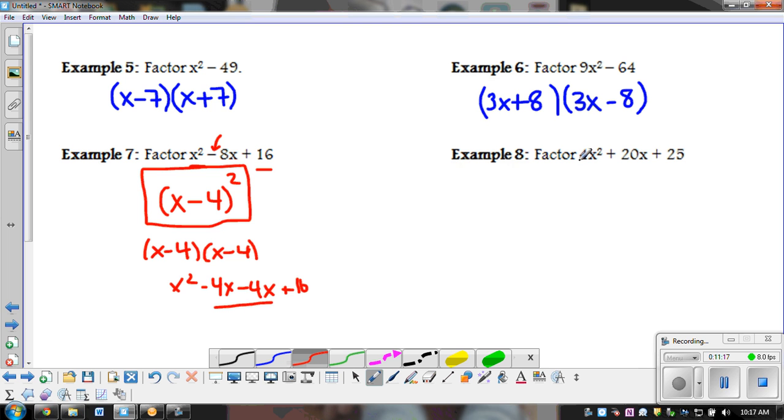So let's use the same thing for example 8. 4x squared, perfect square, plus 20x plus 25, perfect square. All right, so make your parentheses. The square root of 4x squared would be 2x, so that goes in the front. The square root of 25 would be 5, so that goes in the back. And this middle sign is positive, so we would make a plus sign in the middle, and 2x plus 5 all squared is our final answer.